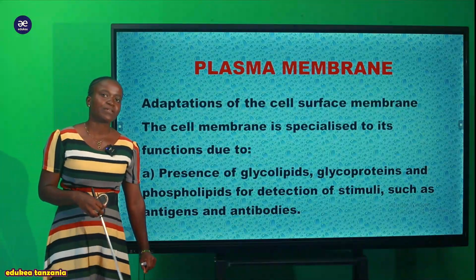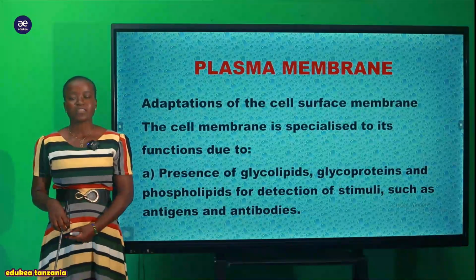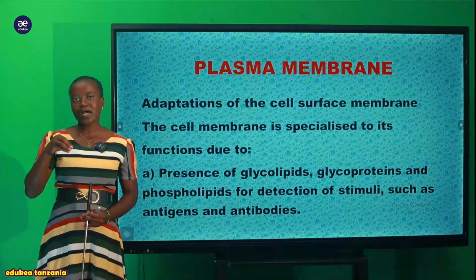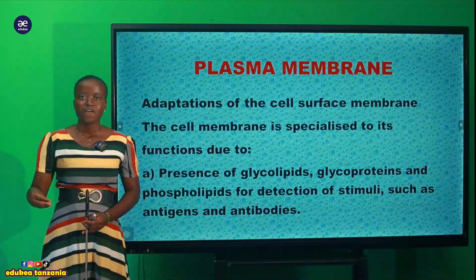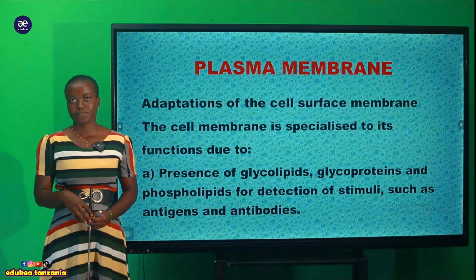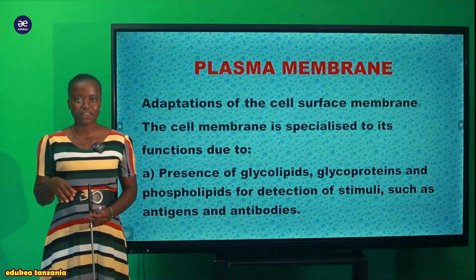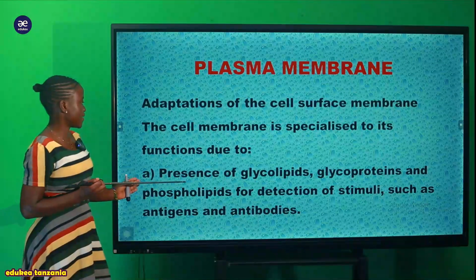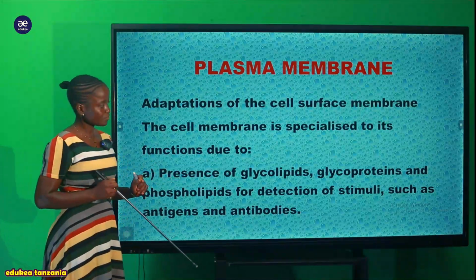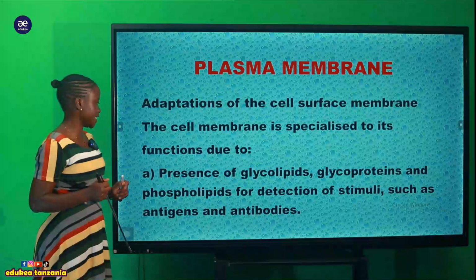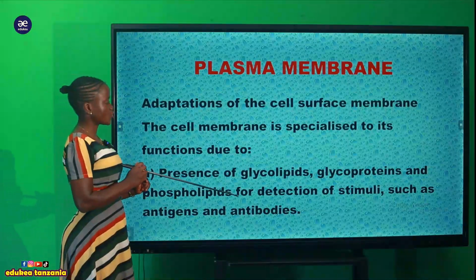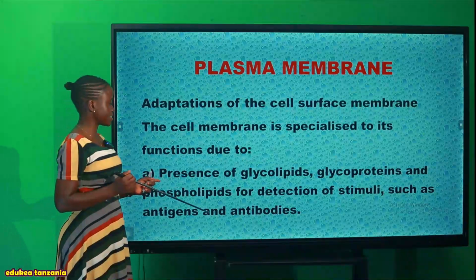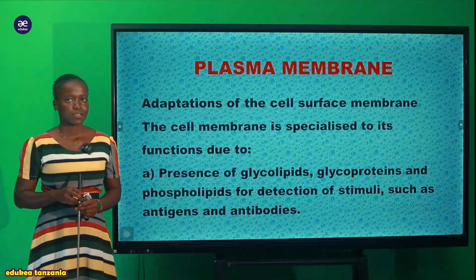We have seen there are a lot of functions of the cell membrane. So how does the cell membrane perform its functions? Inawezaje kufanya kazi yake effectively? Now here we can say the first adaptation: the presence of glycolipids, glycoproteins and phospholipids is for detection of stimuli such as antigens and antibodies.